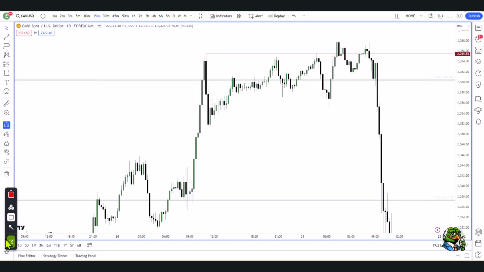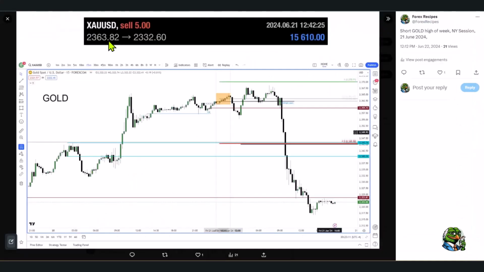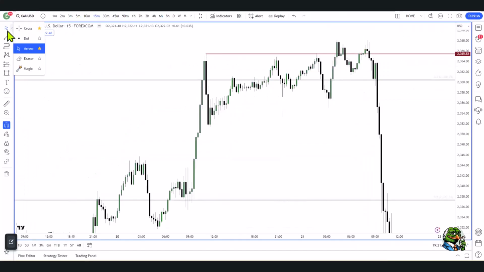If we look at where I actually got in, it was 2363 from memory. 2363.82, so around 2364. And if you look at where 2364 is, it's around there. So there's a bit of slippage, obviously, but it's right up there in this candle here, where we have the open of that bearish order block. So right at the highs there is where I shorted, and it's based on that.